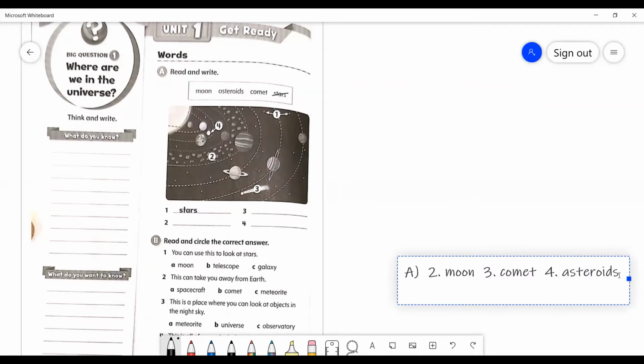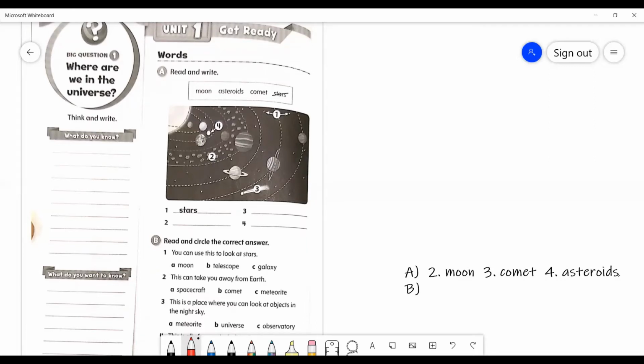Now part B. Read and circle the correct answer. This is part B. Number 1: You can use this to look at stars.